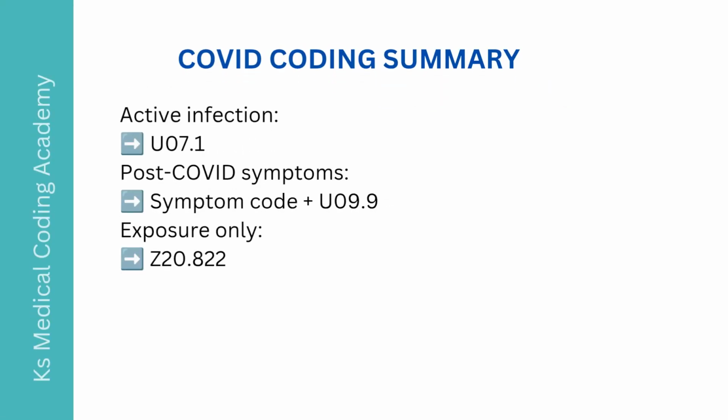COVID coding summary. Active COVID-19 infection is coded as U07.1. Post-COVID conditions are coded using the specific symptom code plus U09.9. Exposure to COVID-19 without infection is coded as Z20.822.